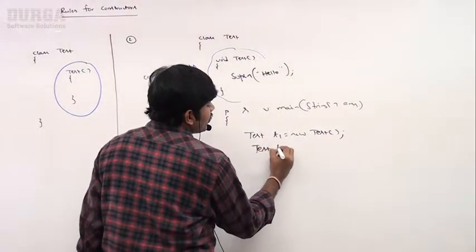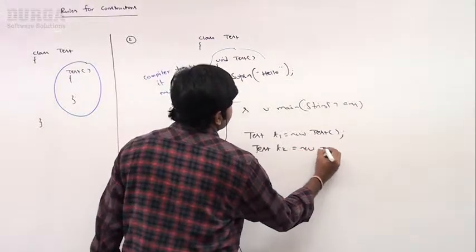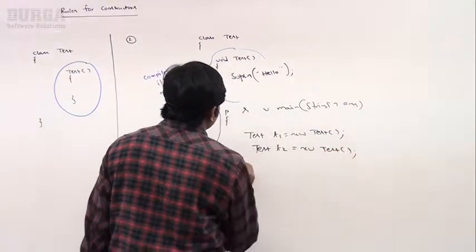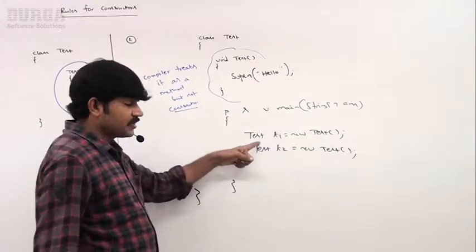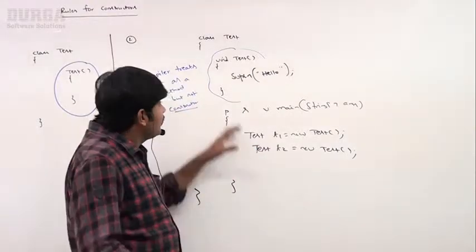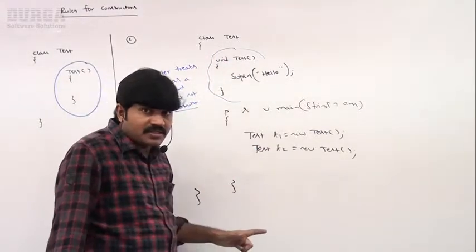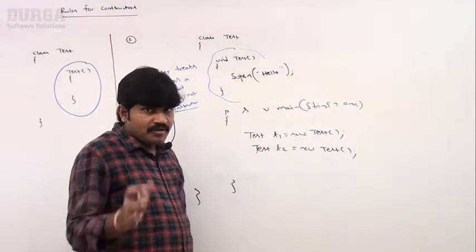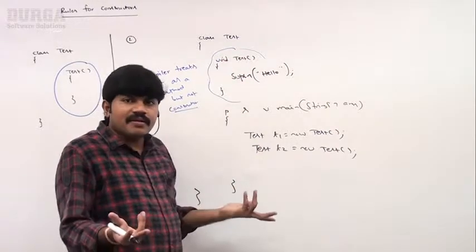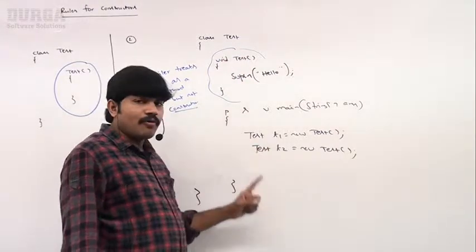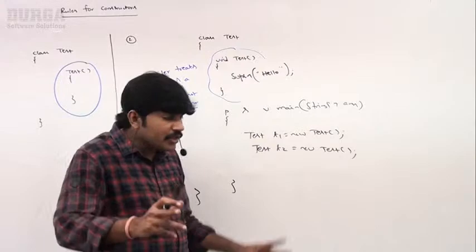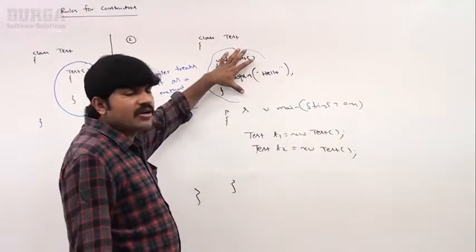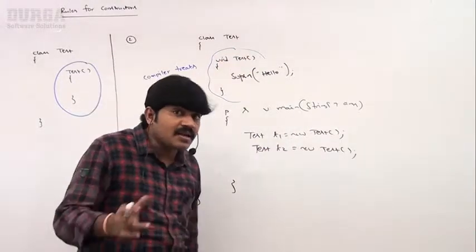Tester T2 is equal to new Tester. Sir, how many objects did I create? Two objects. If it were really a constructor, then hello would be printed to the console two times. But it's not a constructor. It's a method. That's why there will be no output. Even though you created two objects, this is not executed because it is not a constructor.